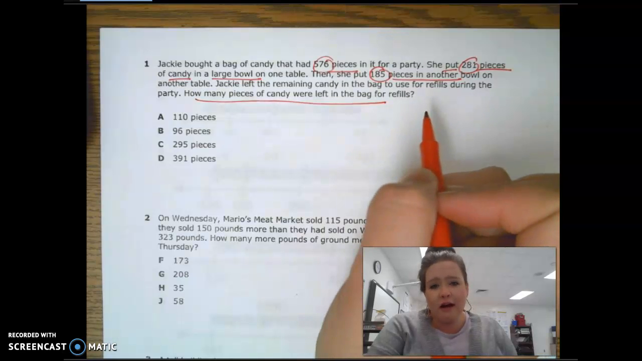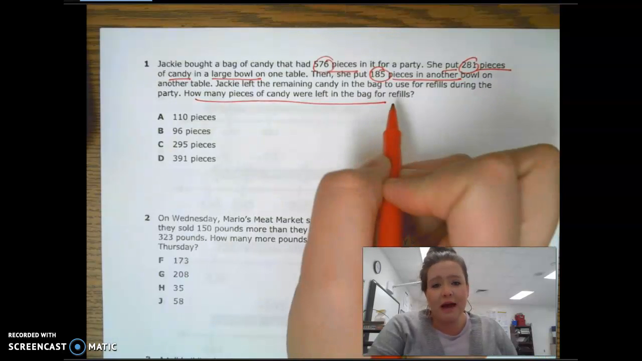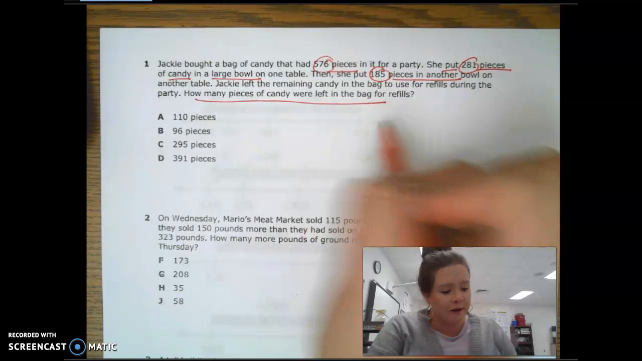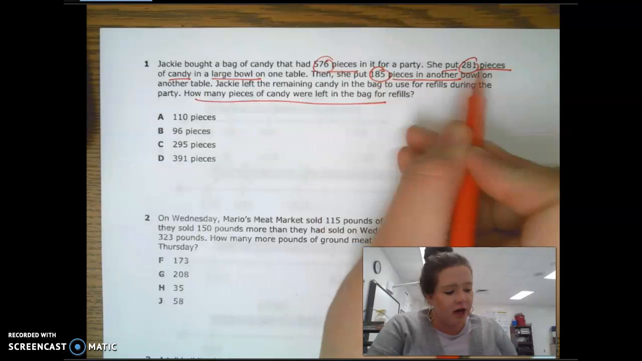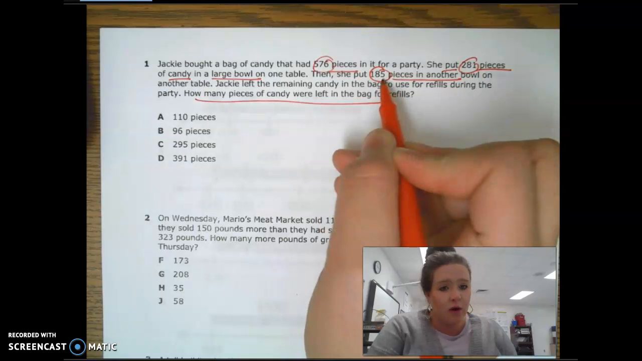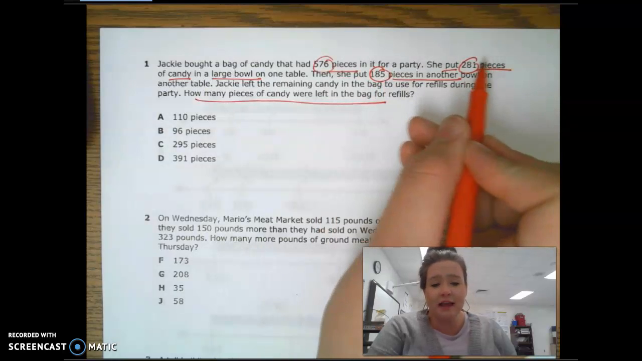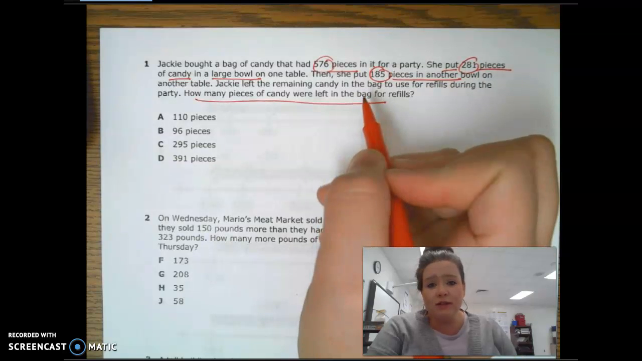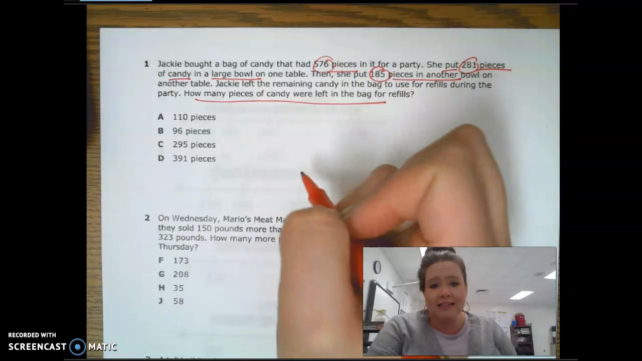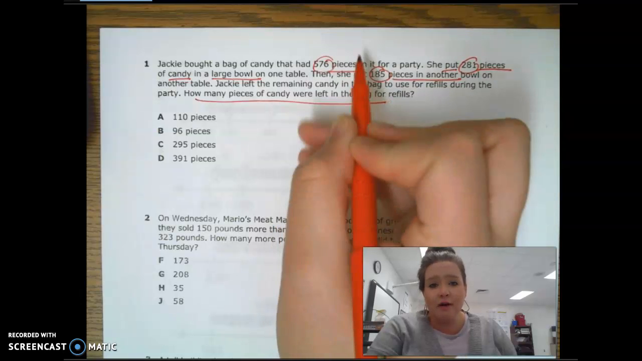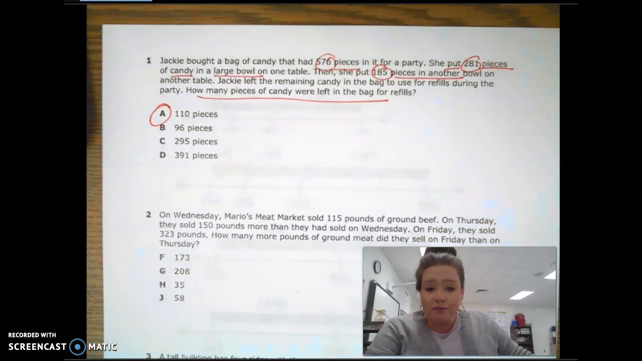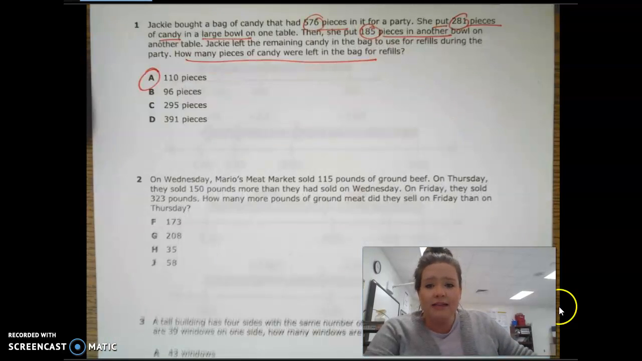Well, in order to figure out how many pieces of candy were left in the bag, we had to figure out how many pieces of candy she put in the bowls first. So we know that she put 185 pieces in one bowl and 281 pieces in the other bowl. So we had to find the total amount of candy put in both bowls, and then we needed to subtract that sum from 576, and you would have got 110. Okay, so number 1 is letter A.